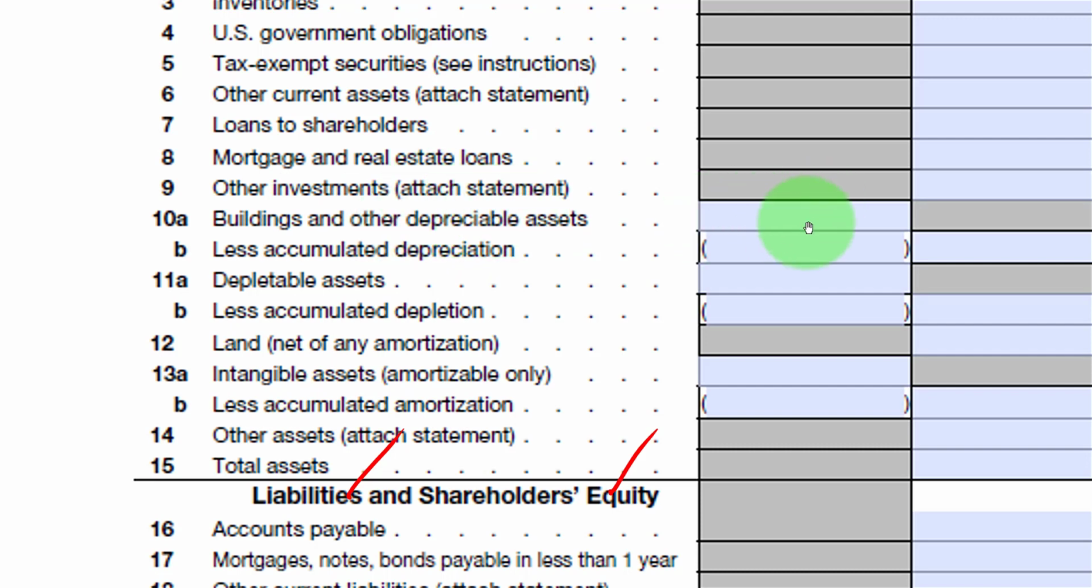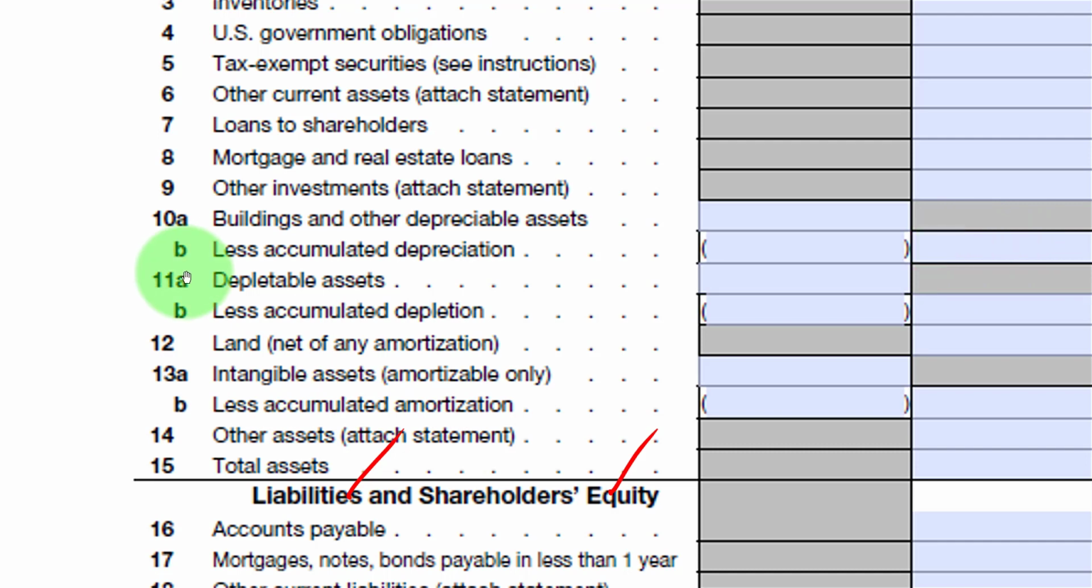Here in this column, you would have in line 10A the initial basis. But then as you depreciate it over the years, here in 10B, the next line down, would be the accumulated depreciation. And if you take the difference between the two, I'm pointing to the next column, would be the book value, or what we learned in chapter 2 would be the adjusted basis of those assets.